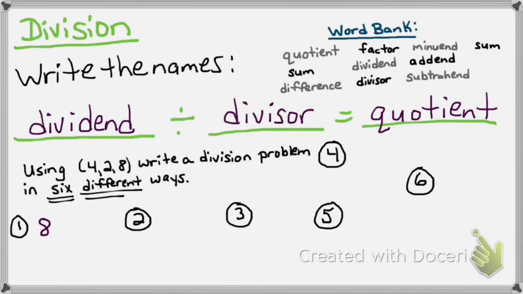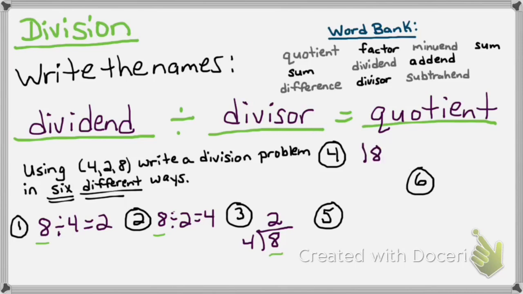So I'm going to start with horizontal, and I will say 8 divided by 4 equals 2. Or I could flip that around, must start with the largest for my dividend. 8 divided by 2 equals 4. Now I'm going to write my division problem in box format. So I write my largest number, my dividend, 8 divided by, is my division box, 4 equals 2. Or if I move up the number 4 to the top, I can say 8 divided by 2 equals 4.